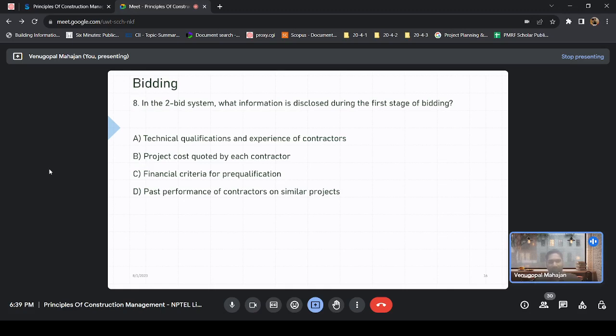Can anybody concisely say what the two bids, two envelopes, are? The first one contains the technical and the other one contains financial. Exactly. So only when the first envelope is opened and you pass through the first exam, they will check your second envelope. So definitely here, what information is disclosed is technical qualifications.